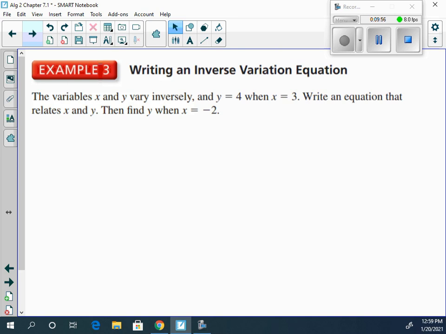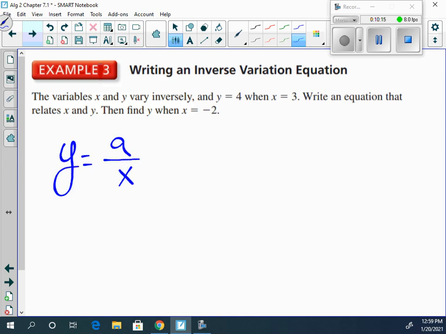The variables x and y vary inversely, and y equals 4 when x equals 3. Write an equation that relates x and y, then find y when x equals negative 2. So there's two things that we have to find. One, we need the equation, because it says write an equation that relates x and y. Well, if it's inverse, y equals a over x. So that's the kind of equation we need.